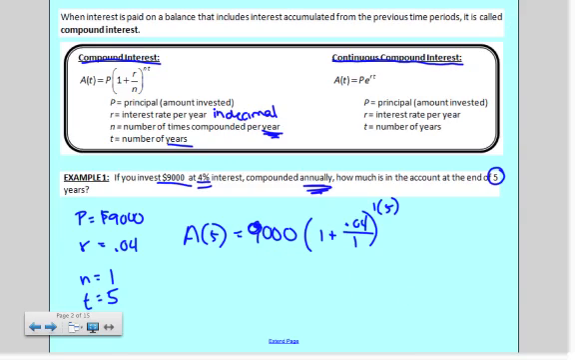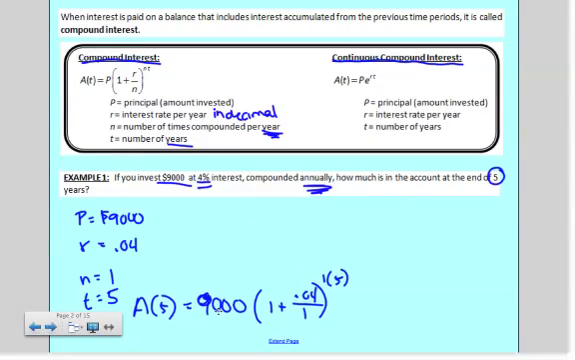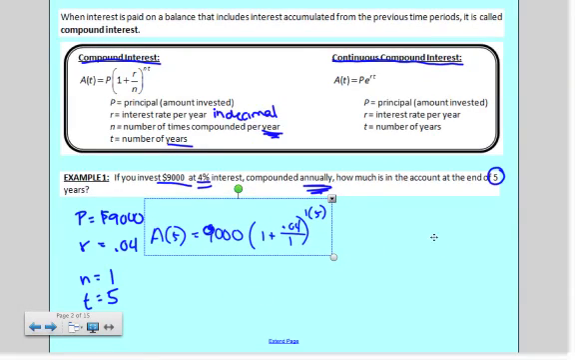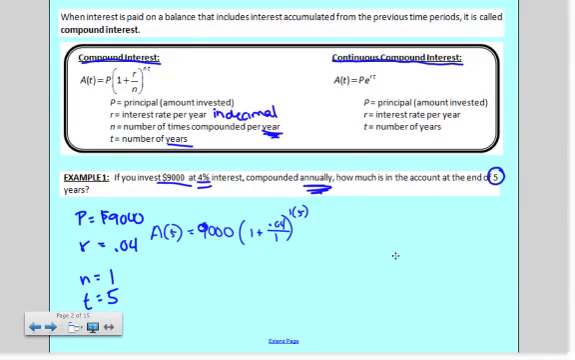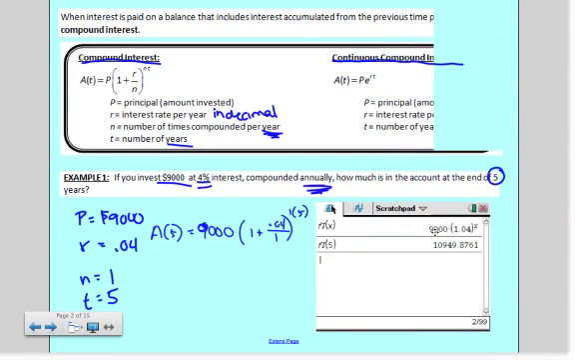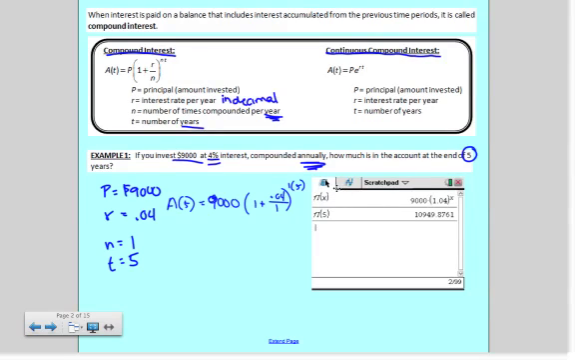This is what we need to see on your paper. I'm going to shrink this down. We're going to show you how you do these on your calculator, with a screenshot. What I did was I went to the graph screen and I actually graphed this function, 9,000 times 1 plus 0.04 over 1 raised to the x power. And that's what f1 of x is. That's what I typed in.